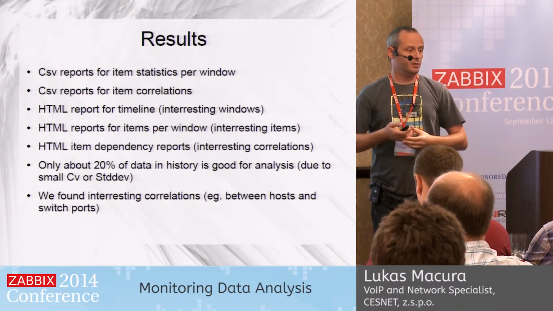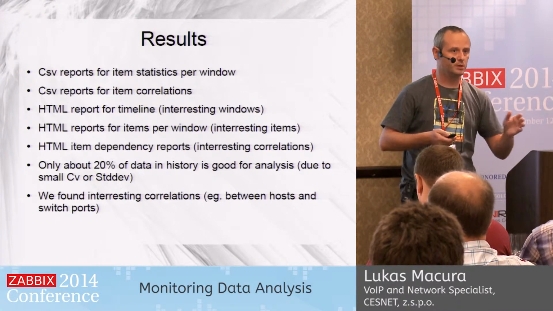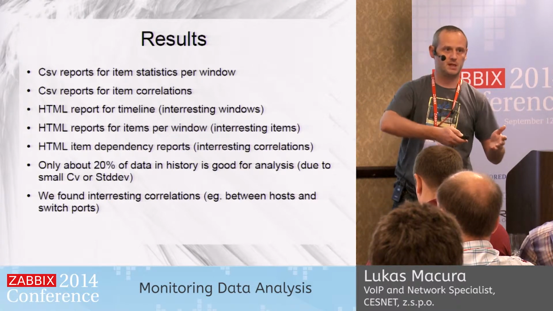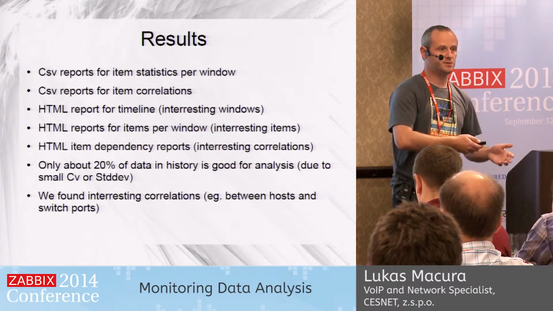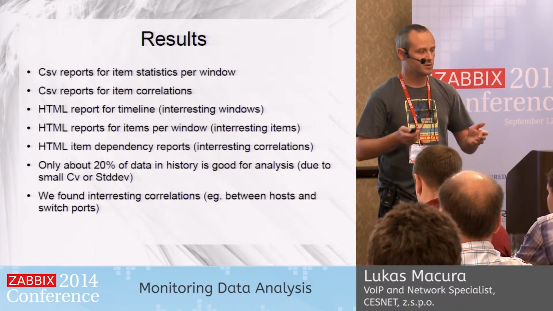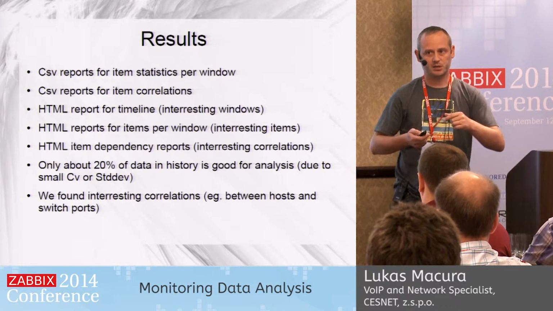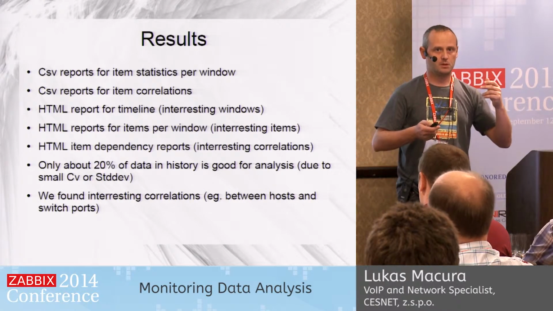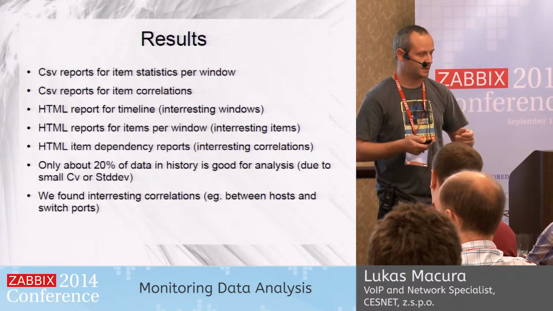What can we do now? So there are CSV reports. You can look into statistics per window: which window was nice, how many items were dropped, how many items are usable. You can do a report of correlations. It will show you the most or best correlations between hosts and items.